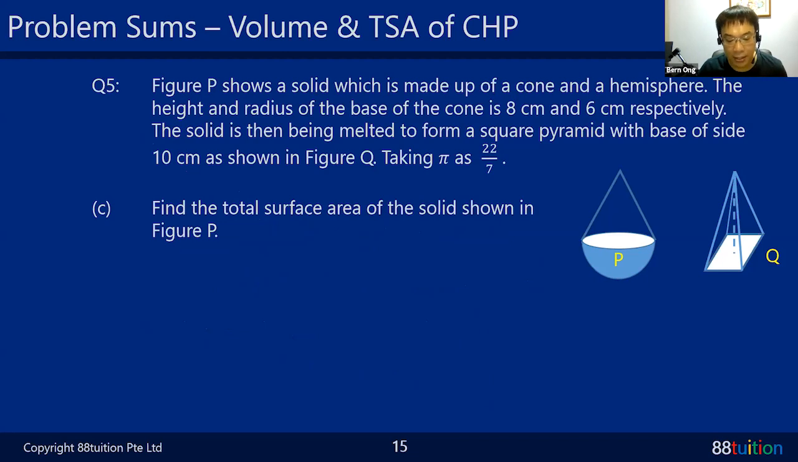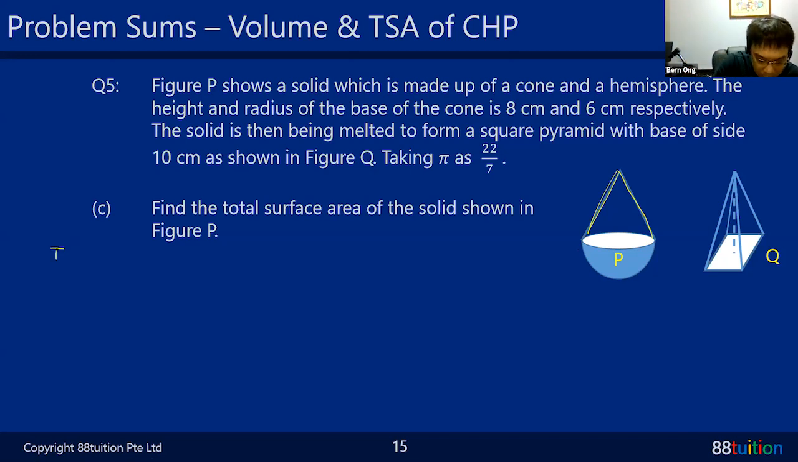Find the total surface area of the solid shown in figure P. So don't care about the pyramid already. You're talking about the total surface area of the cone and the hemisphere. What's the meaning of total surface area? The place you can touch, which means the curvy part down here. The bottom is not counted, because the cone and the hemisphere stick together. So you cannot touch the inside. You cannot touch the circle down here, the white color portion. Can you see now? So you can touch the curvy part of the cone and the curved surface area of the hemisphere.